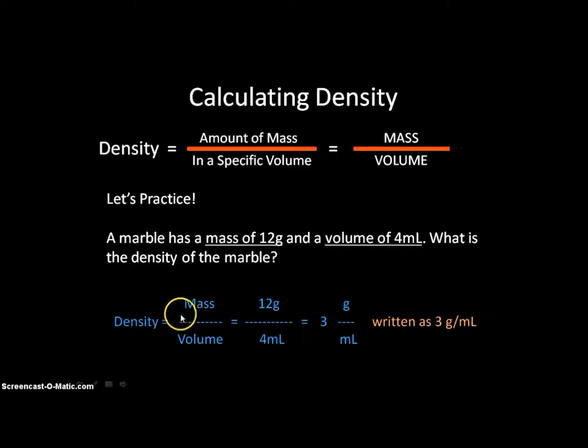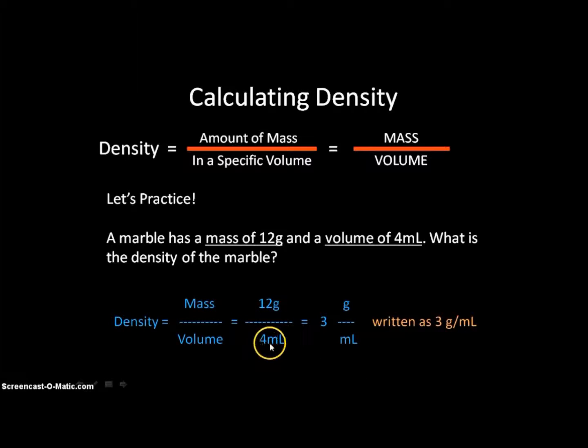So our next step, we'll replace mass and volume with the actual units of measurement. And we can actually divide 12 divided by 4 and get 3. But just as in our multiplication problem earlier, we can't do anything with these units. We can't divide grams by milliliters, or we can't divide a G by an ml. It just doesn't work. So we have to represent those two units in our answer.